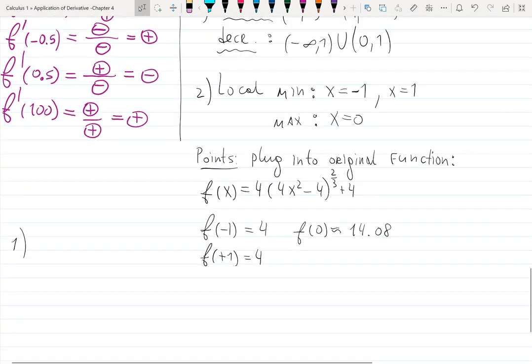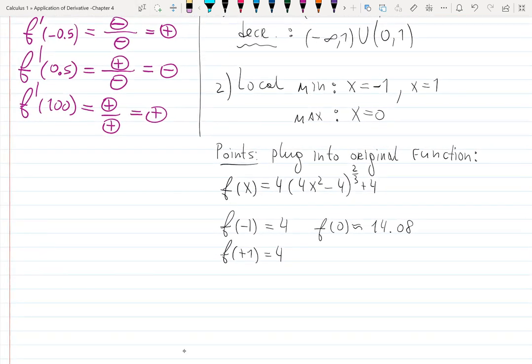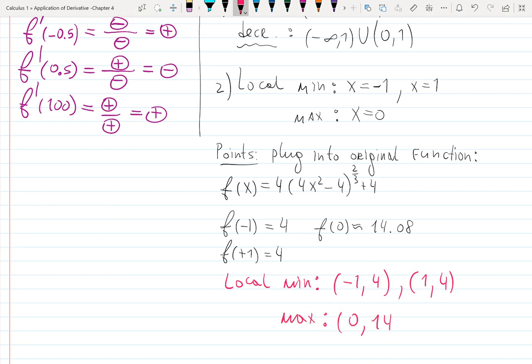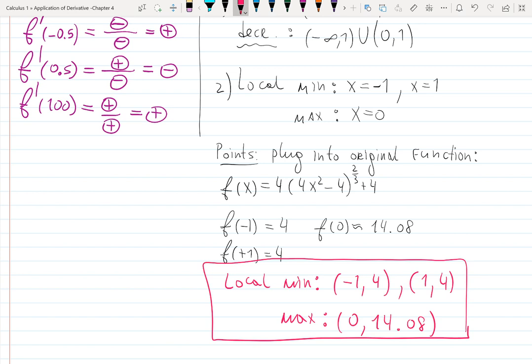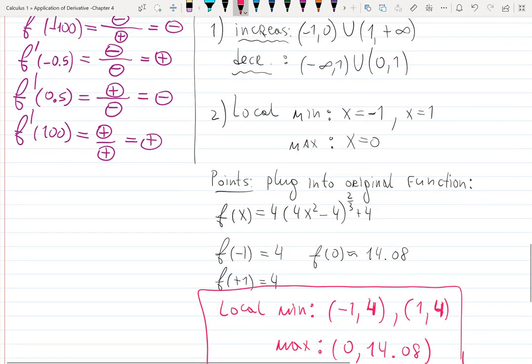So now I have the answers in the form of points. So the local maximum and local minimum points are: local minimum happens at (-1, 4) and (1, 4). Local maximum happens at the point (0, 1408). Interesting that since the output for -1 and 1 are the same, we can check that on the graph, which is the case. It means those local minimums give you the same output.